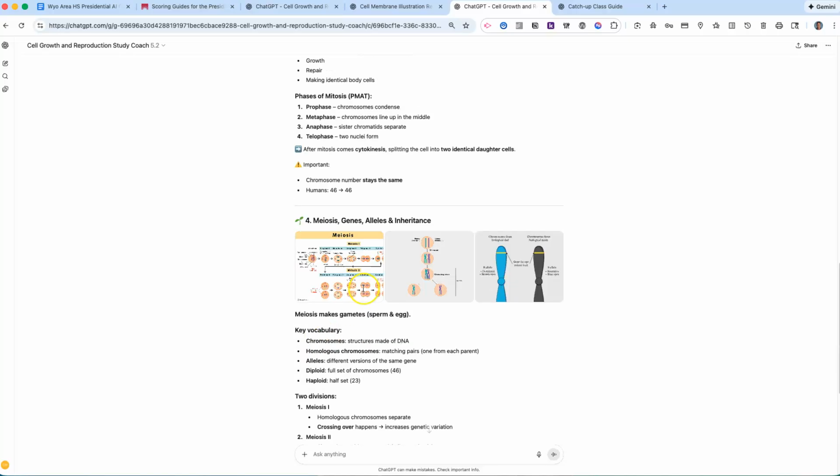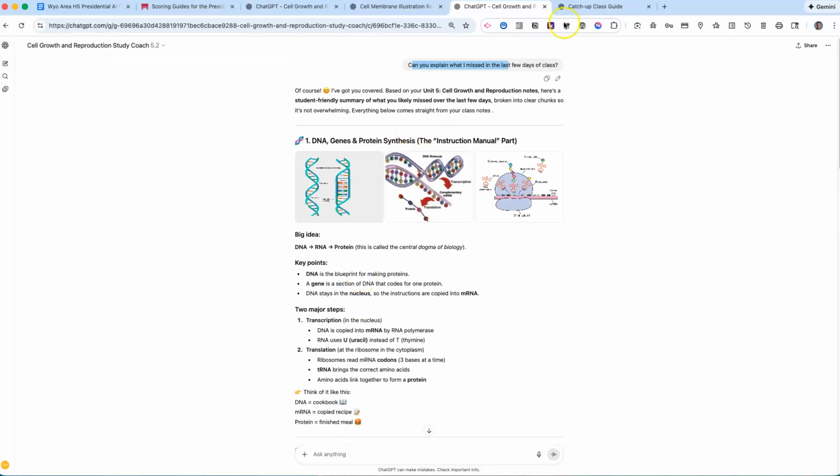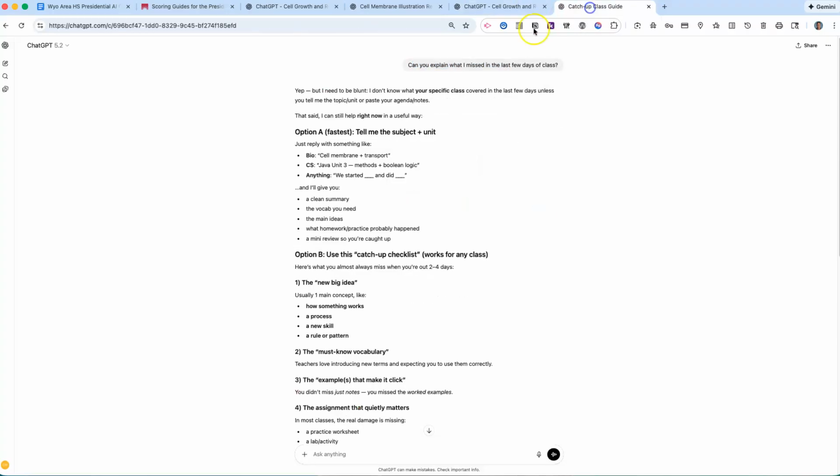Okay, so that's good that the student can get caught up quickly. Hey, let's take a quick look at what good old stock GPT does. Can you explain what I missed in the last few days? I mean, this is stupid. Why would a student ask a ChatGPT this kind of a question? Because it doesn't even know over here in this context what class the student's in.